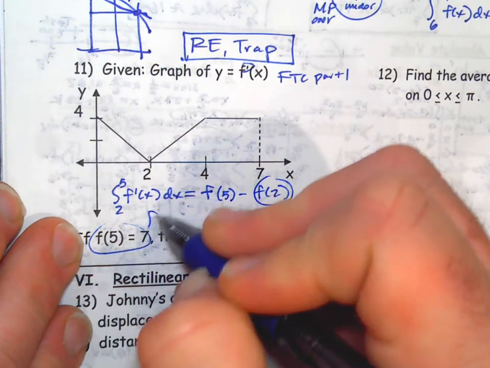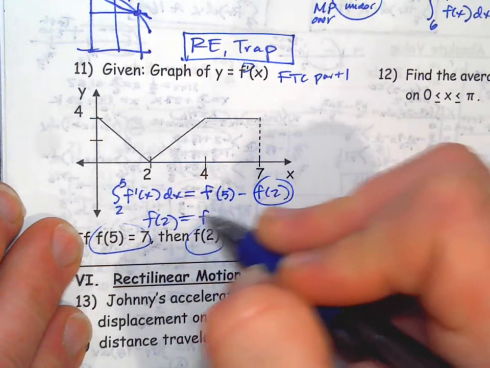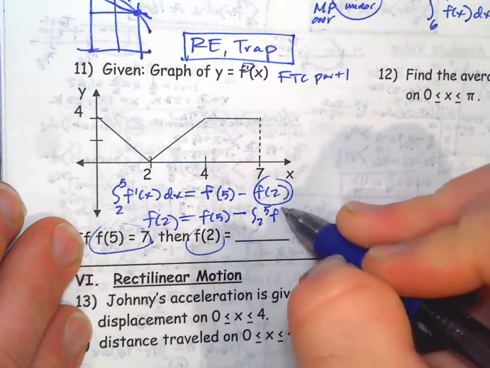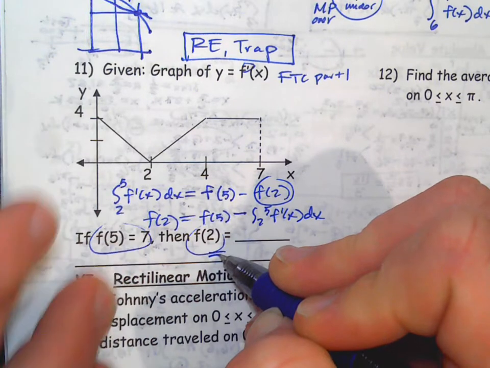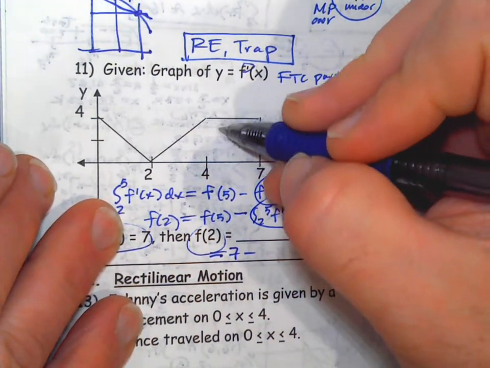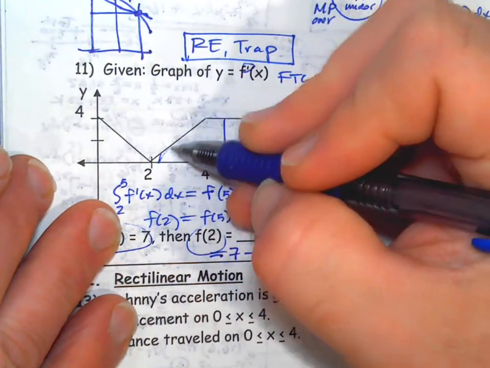So if I were to solve for this, f of 2, I'd add it over here, subtract this over here, I'd get f of 2 equals f of 5 minus the integral from 2 to 5 of f prime of x dx. Now f of 5, they gave me a 7. This I'm going to get from the picture. I'm going to go from 2 to 5, which means find this area.